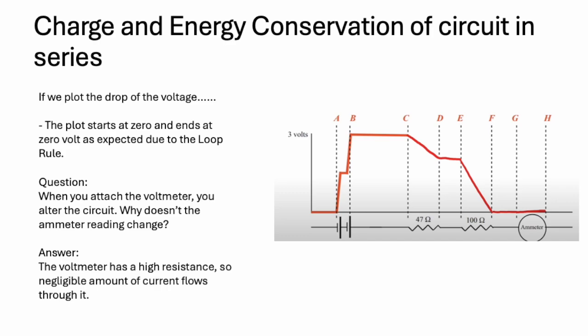If we plot the voltage drop, as expected, the plot starts at 0 and ends at 0 volts due to the loop rule. And this is the question: when you attach the voltmeter, you alter the circuit. Why doesn't the ammeter reading change? My answer was that the voltmeter has a high resistance, so a negligible amount of current flows through it.